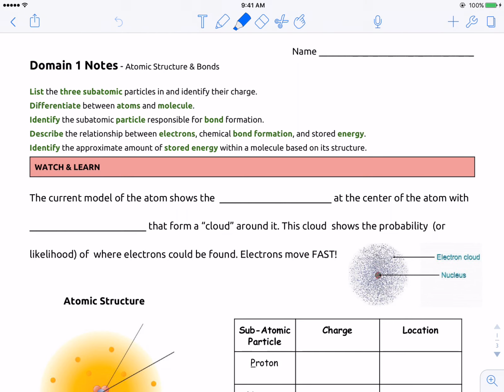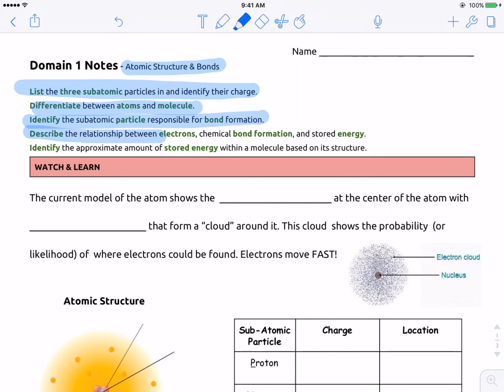Domain 1 is our first topic, and we're going to learn about atomic structure and bonds. We're going to learn about the three subatomic particles in an atom and identify their charge. We're going to learn the difference between an atom and a molecule. We're going to identify the particle that's responsible for bond formation.